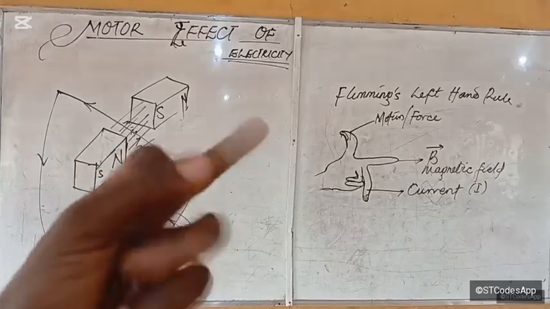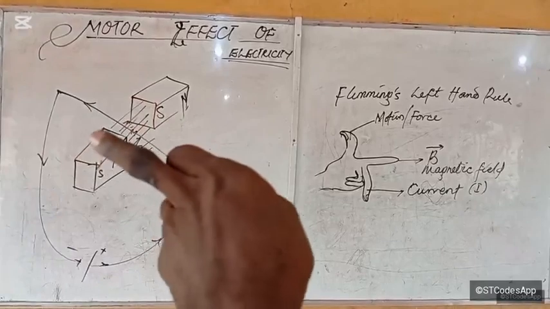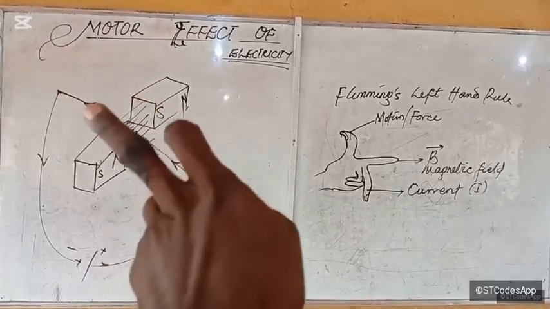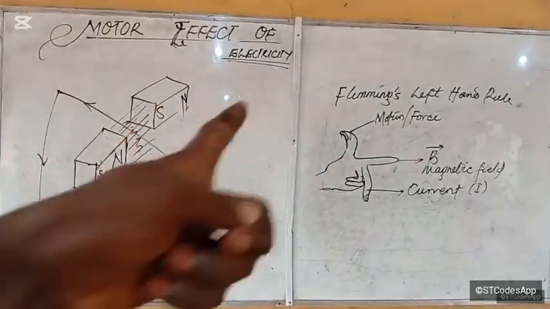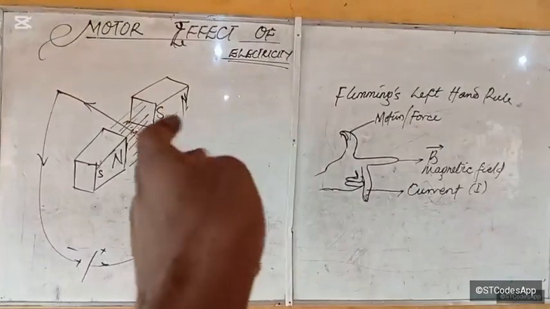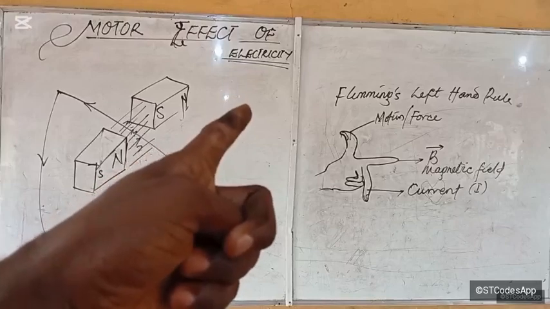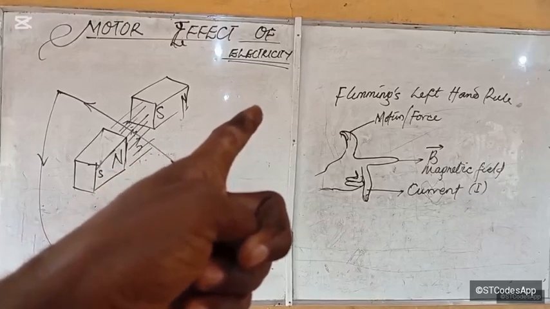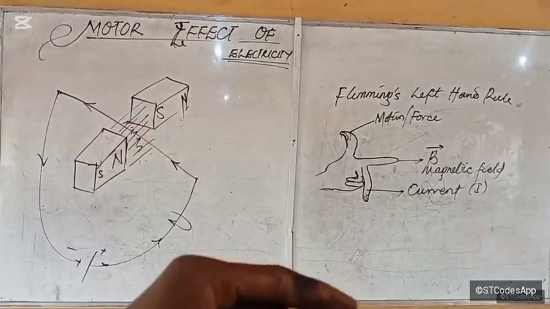This guy is going to be the current hand. So current is going like that. Let's align our hand in the direction of current. Now the magnetic field, this is our hand of magnetic field, is going that way. So the magnetic field is going like this. Current is going like this. How do we put it?